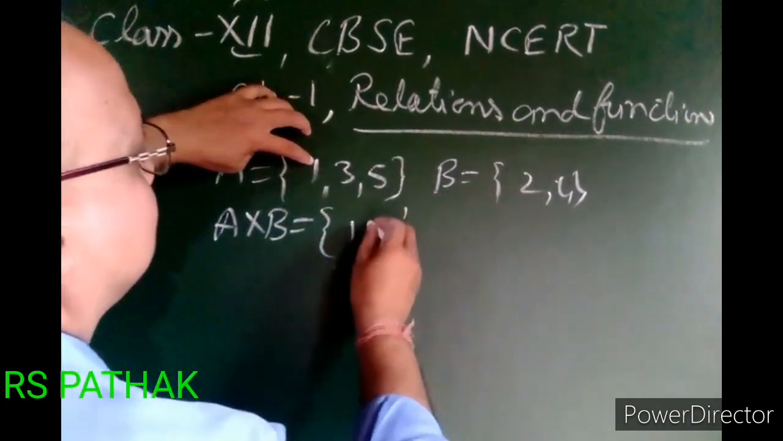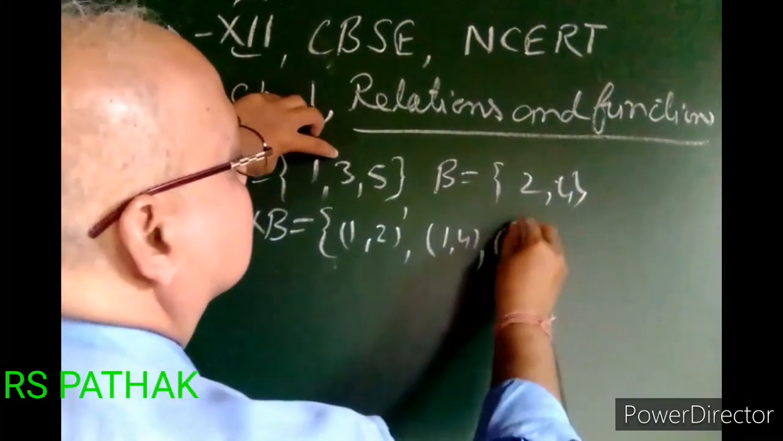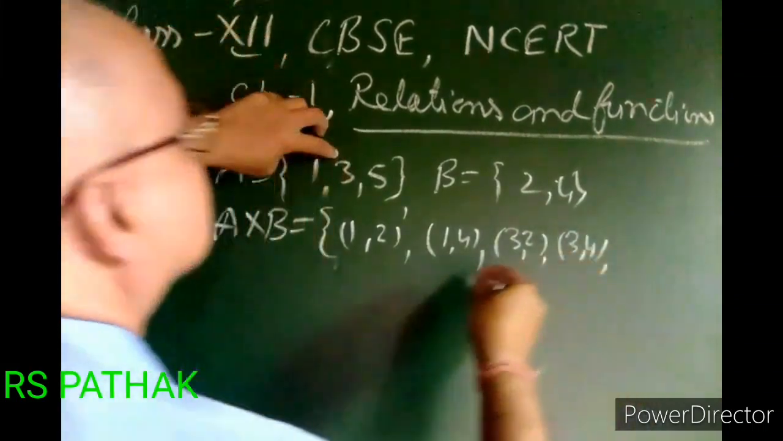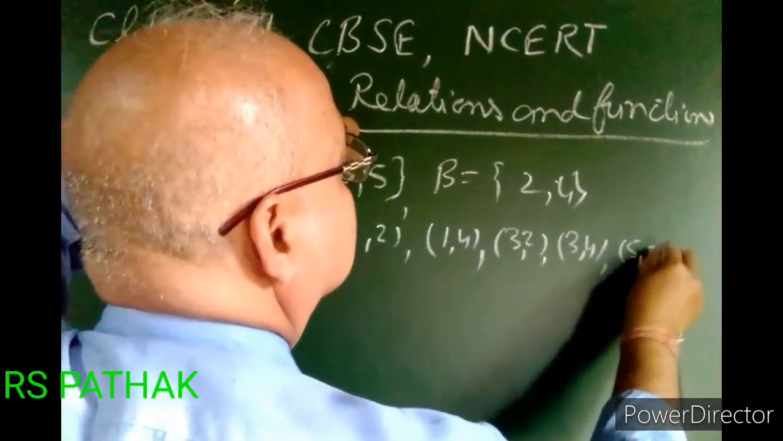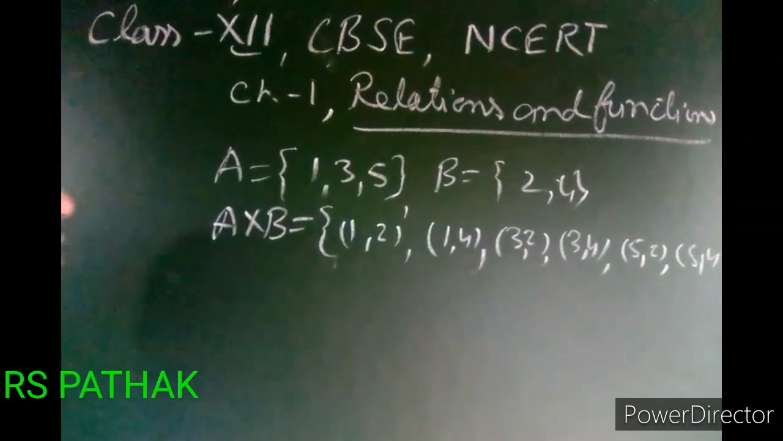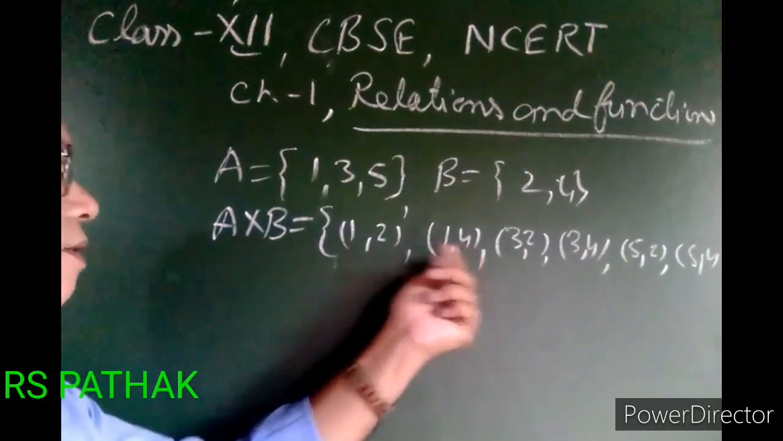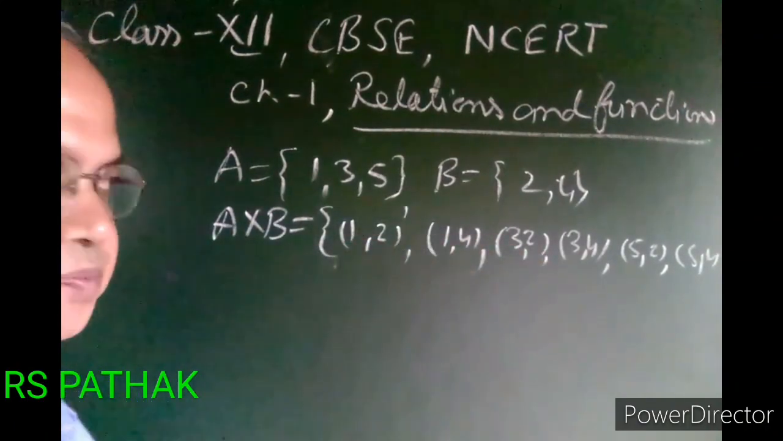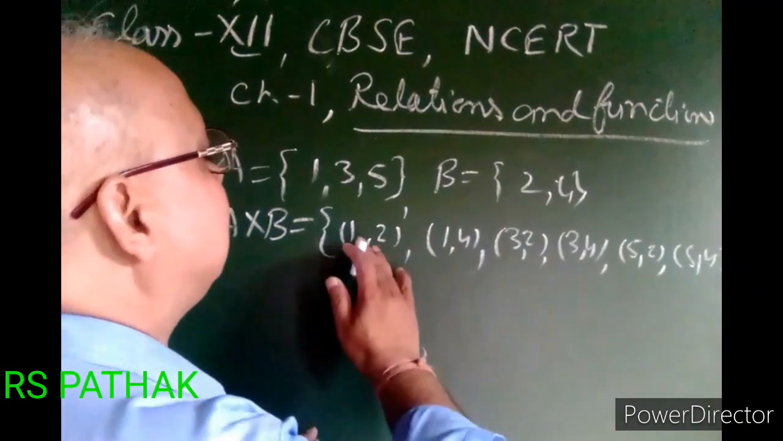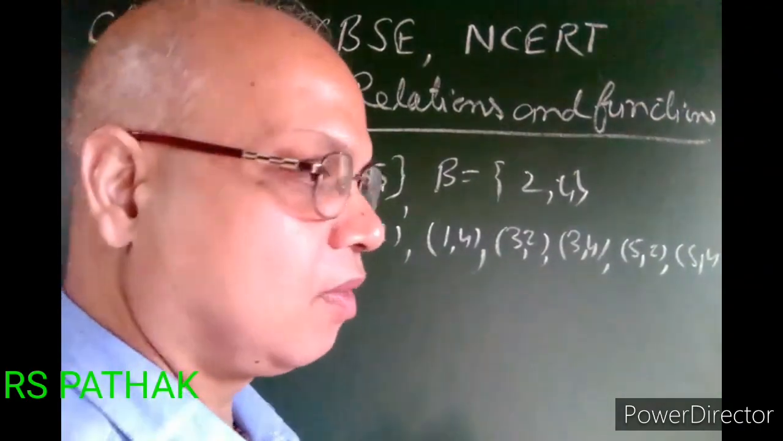First of all, (1, 2), (1, 4), (3, 2), (3, 4), (5, 2), and (5, 4). These are ordered pairs, and this is called A cross B. This is an element of A cross B, this is an element of A cross B, this is an element of A cross B. Is there a relation between the elements of A and B? Can you find? No.